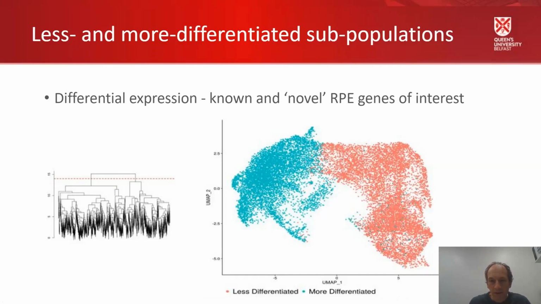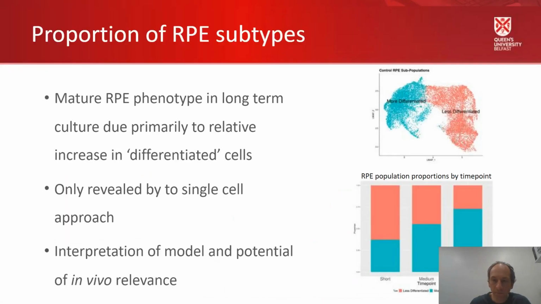So this was interesting for us, and obviously we can now perform differential expression between these two populations, and this will, as well as showing us the known RPE genes, potentially along with that show some other genes involved in RPE function that we're discovering. And also what we looked at was the proportions of these two populations of less differentiated and more differentiated cells at the different time points.